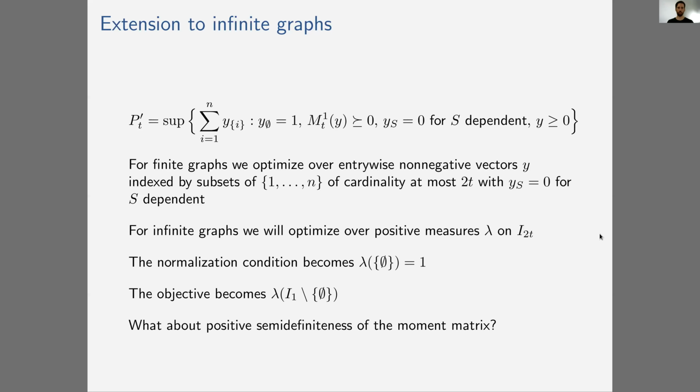Now there's the question: what about the positive semidefiniteness of the moment matrix? How can we adapt this from the moment matrix of y being positive semidefinite to something involving lambda, which has to do with positive definiteness? We don't really know how to do this for lambda directly. So instead we first think about what this condition actually means in the dual. Then we generalize that to infinite graphs, and then we go back to this setting.